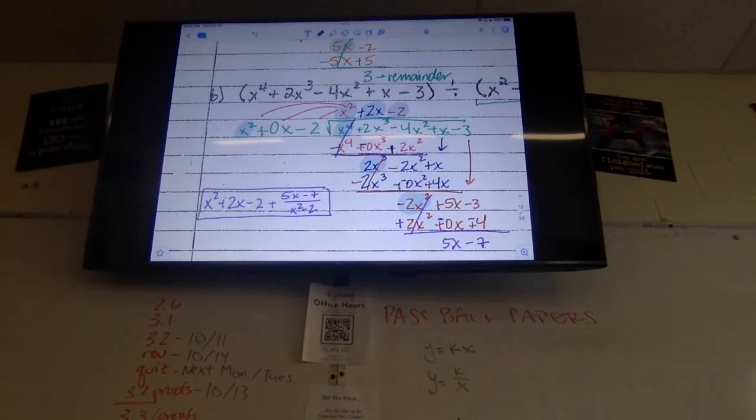All right, I've got my answer off to the right-hand side. x squared plus 2x minus 2, and then plus 5x minus 7 over x squared minus 2.